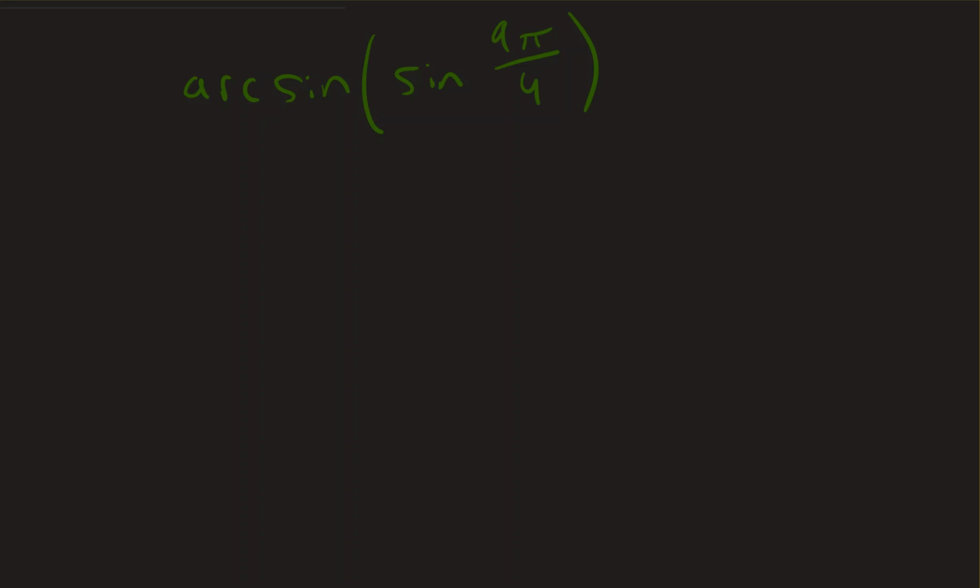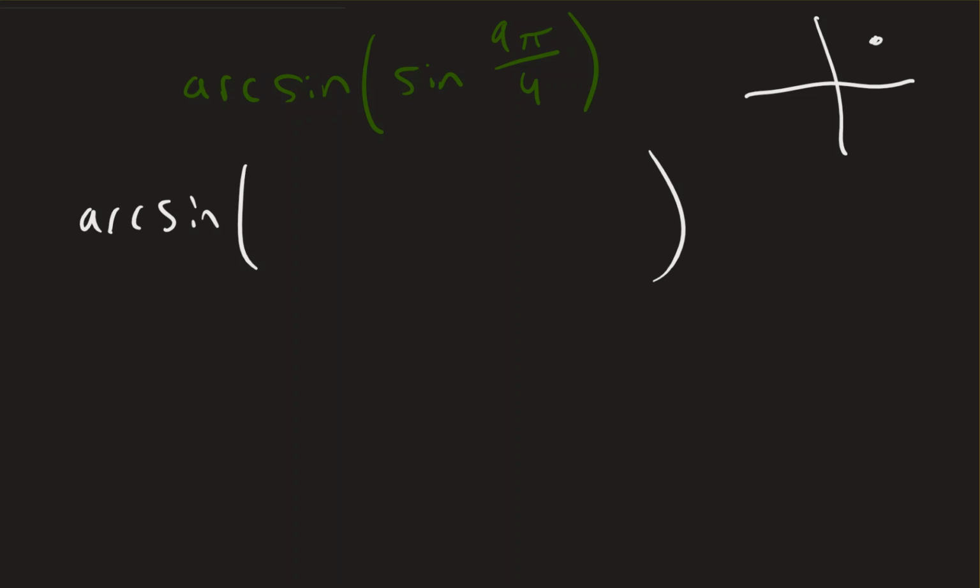So instead, what I would suggest that your strategy should be is to go ahead and just carry down the outside part, and then we'll try to evaluate this stuff inside. So kind of peel it away like an onion. So at 9 pi fourths, let's see, this is 1, 2, 3, 4, 5, 6, 7, 8, 9. 9 pi fourths, sine is square root of 2 over 2.